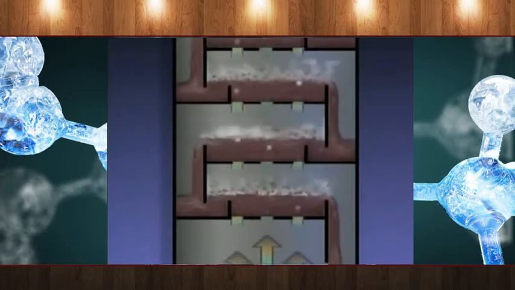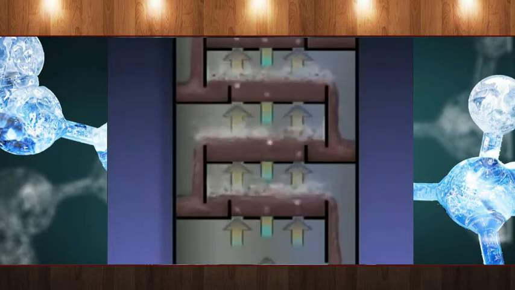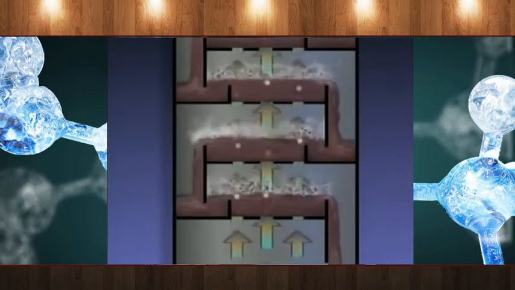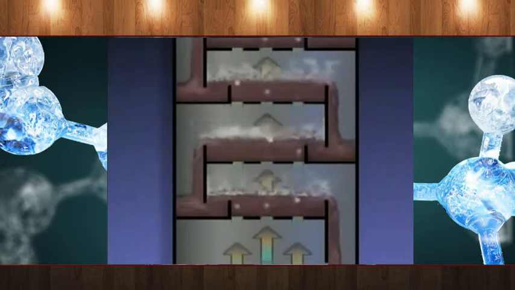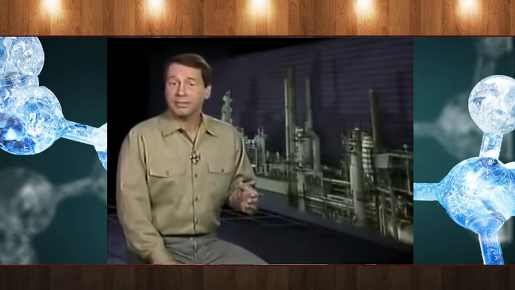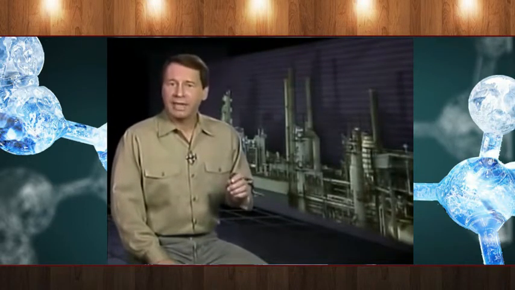As this process continues, the rising vapors contain a higher concentration of lighter components and a lower concentration of heavier components. So this is how the distillation process is repeated on each tray as the vapors rise through the tower. Now, not every distillation tower is designed in the exact same way. However, every tower can be divided into three basic sections.